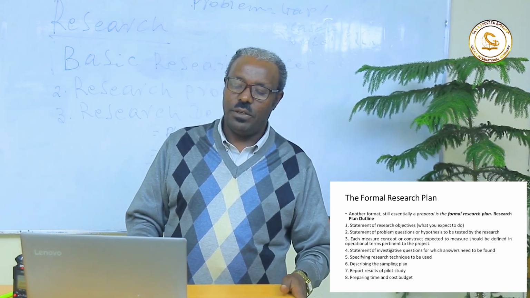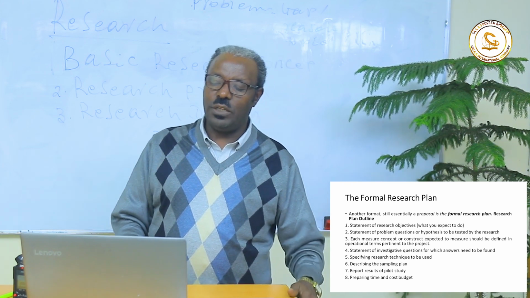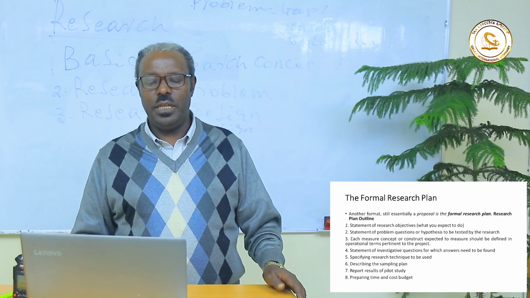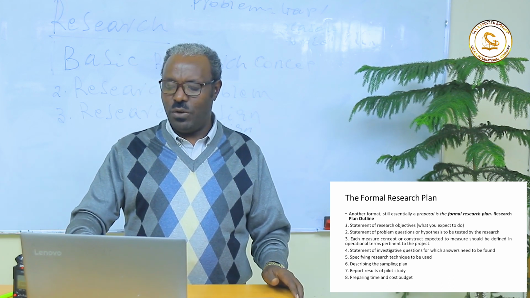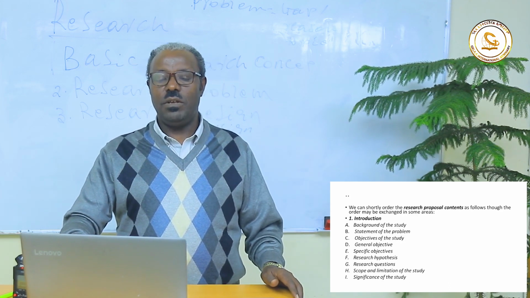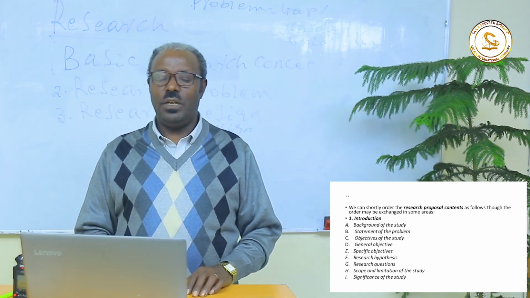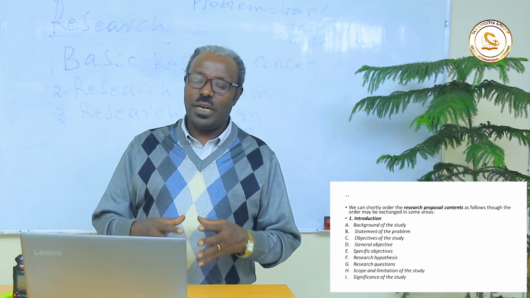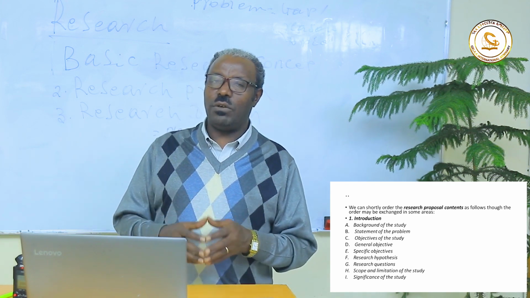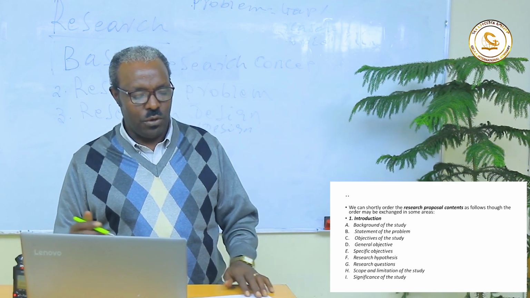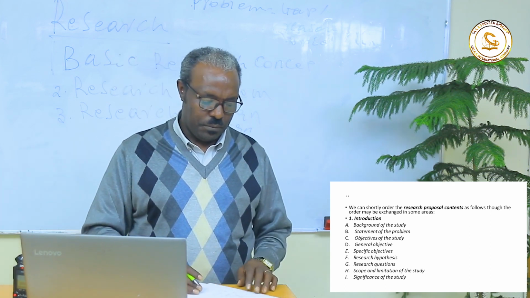Number 7, report result of pilot study. Number 8, reporting time and the cost budget. These all are the proposal outline. What are the general contents of research proposal? The general contents of research proposal.